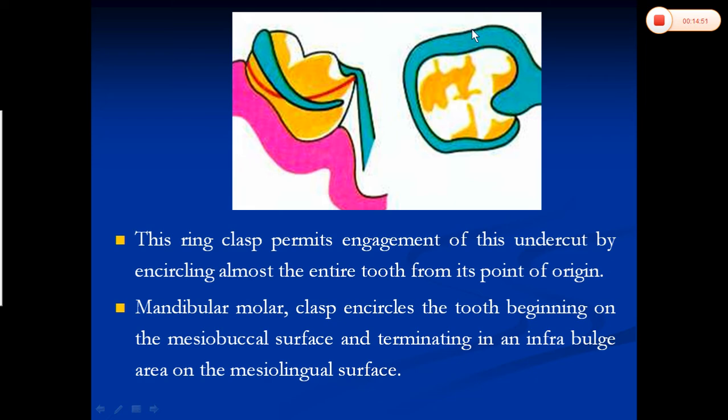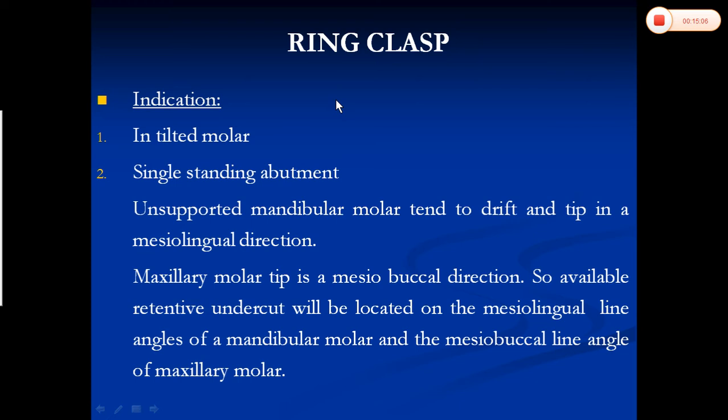As you wear your ring on your finger, how it covers the finger, same way it covers the tooth all over. So it is known as ring clasp. So it is mostly given in tilted molars. Ring clasp is indicated in tilted molars or in a single standing abutment tooth where it is not supported by teeth anteriorly and posteriorly.